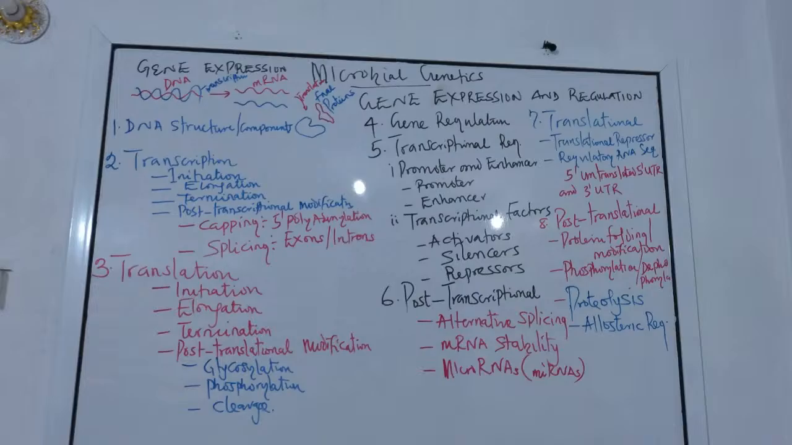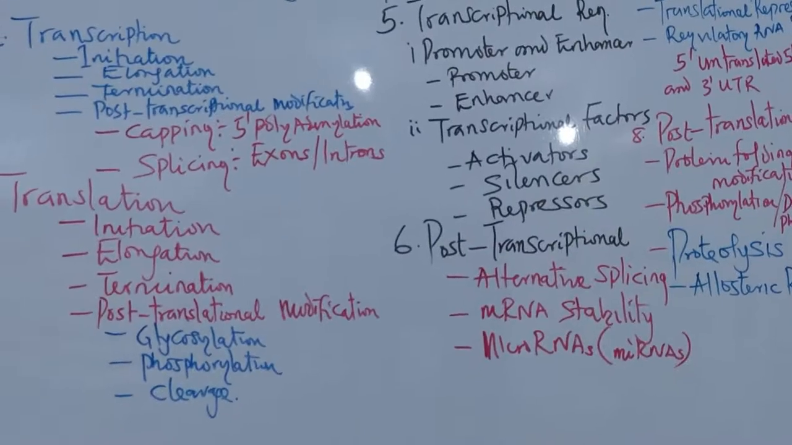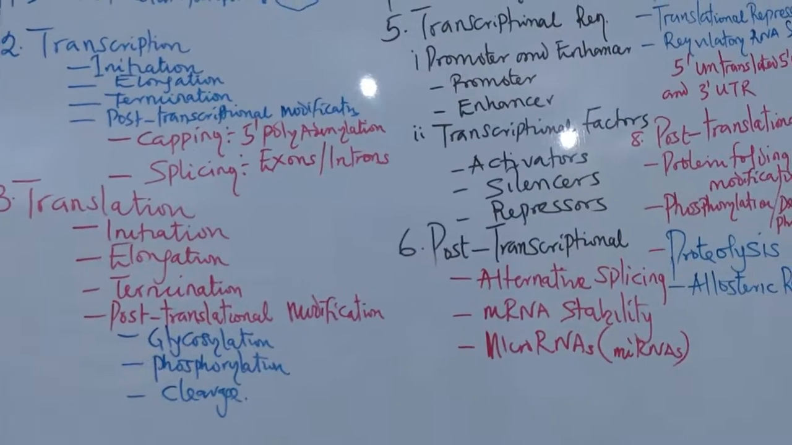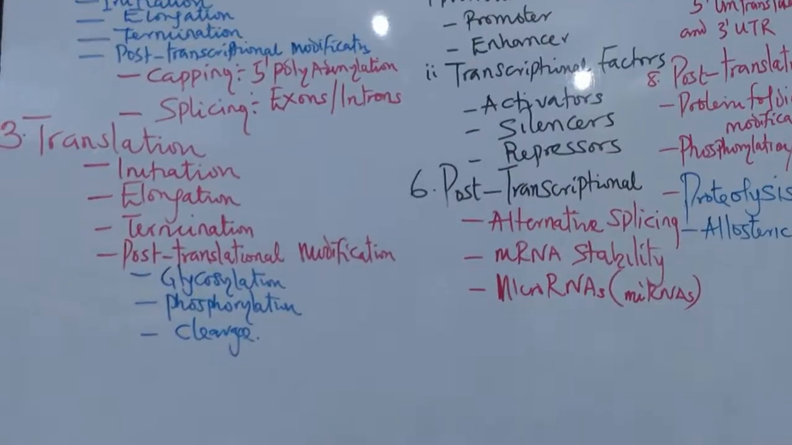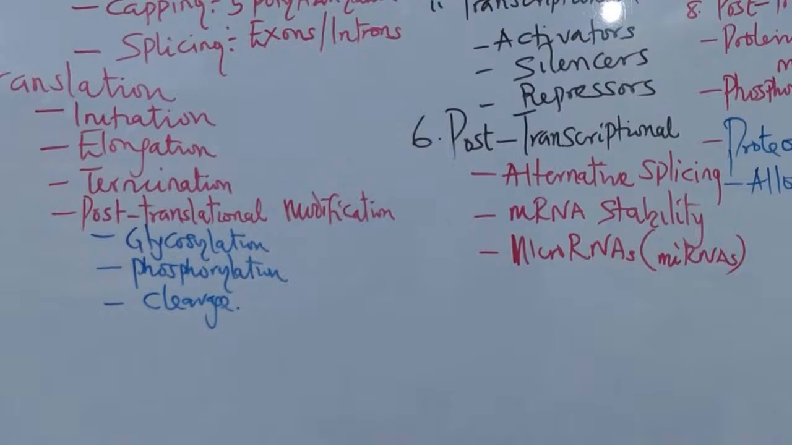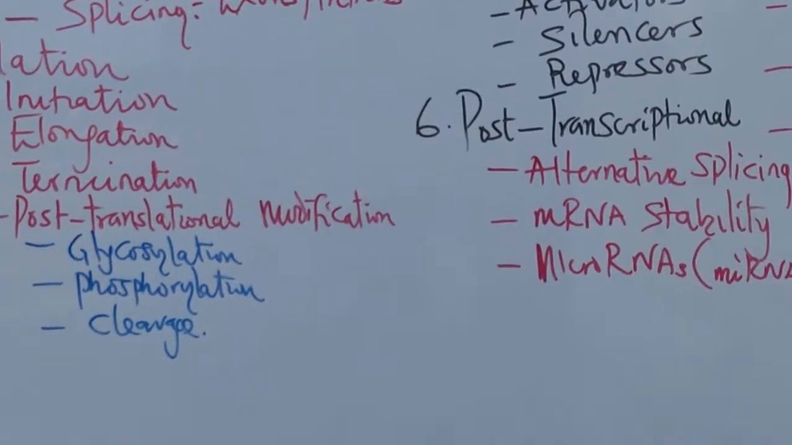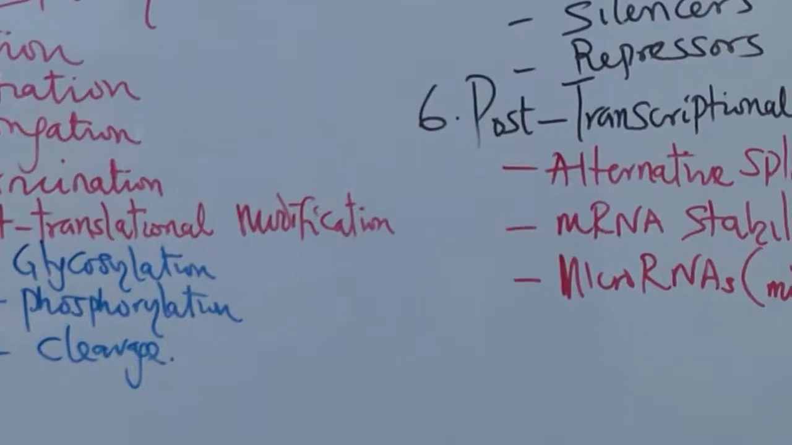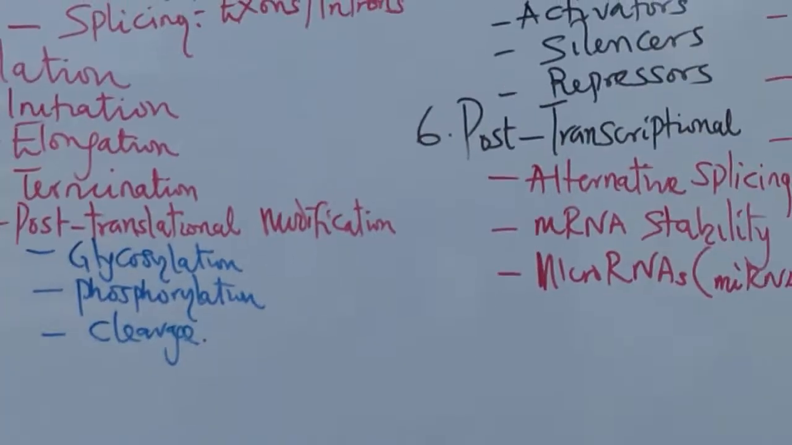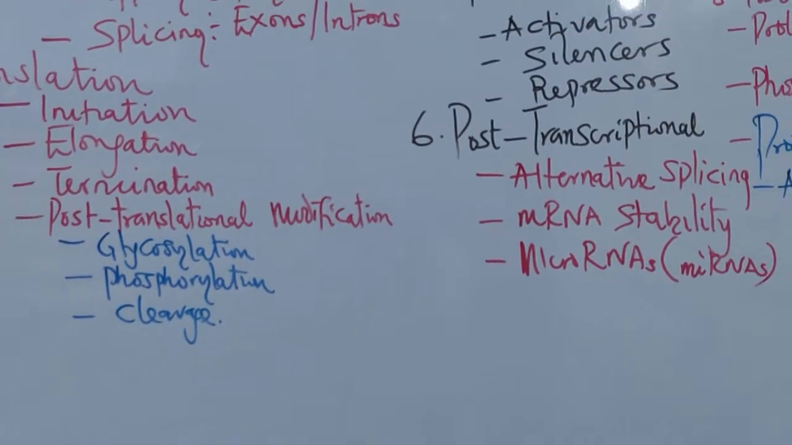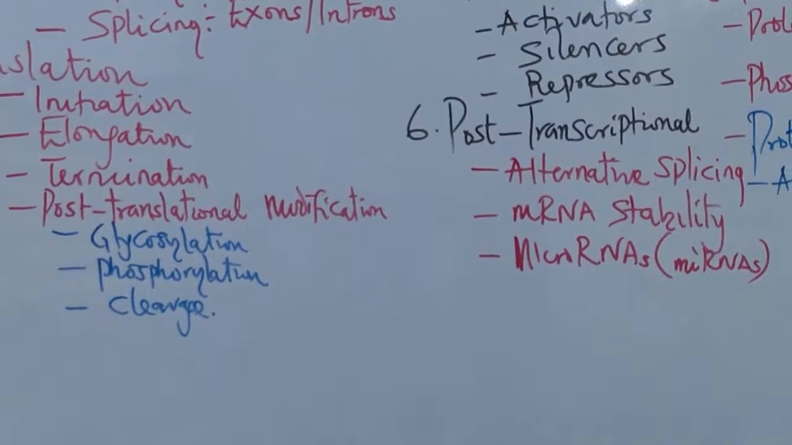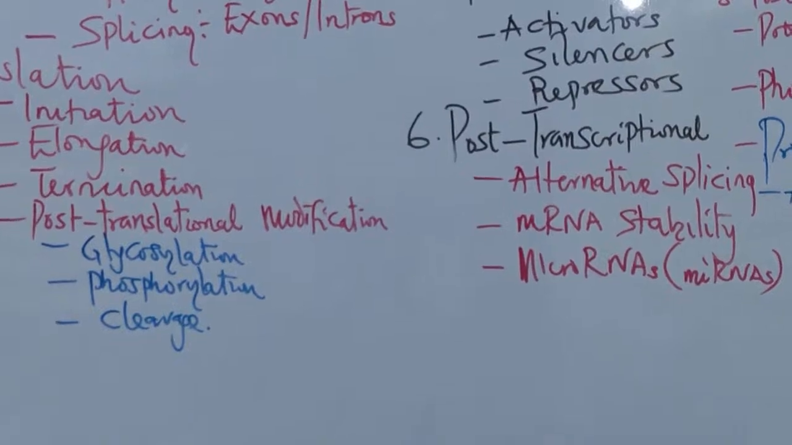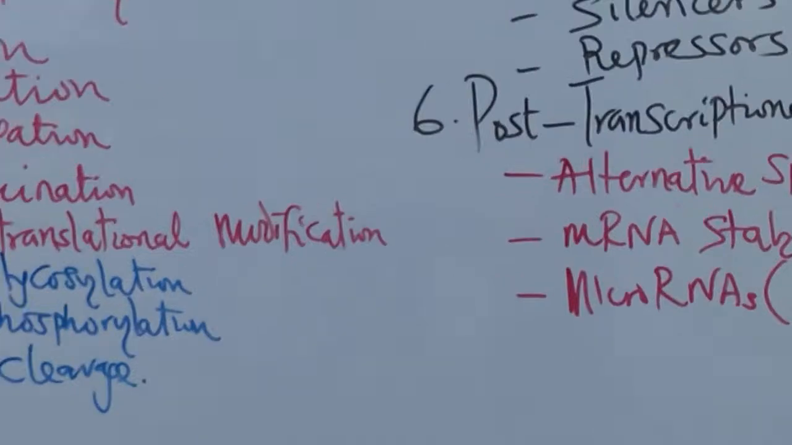At that point we are going to have glycosylation. After glycosylation, there is going to be phosphorylation, and this process of translation will actually end with cleavage. After that cleavage, we have the production of a functional protein. So that will mark the end of gene expression.